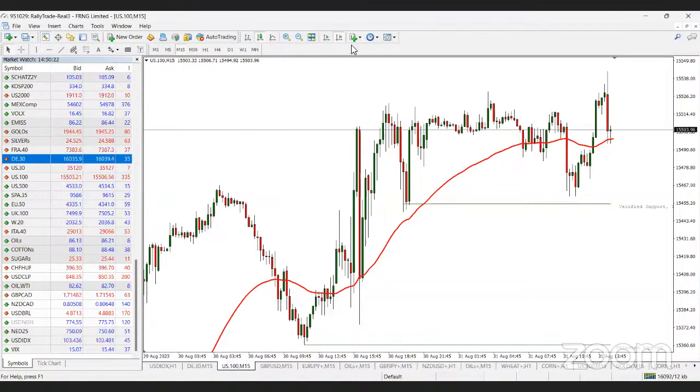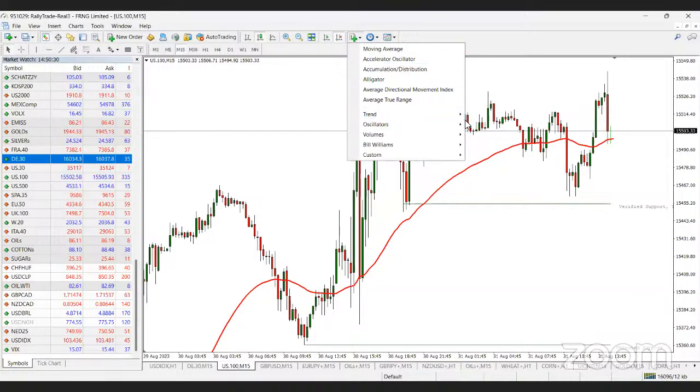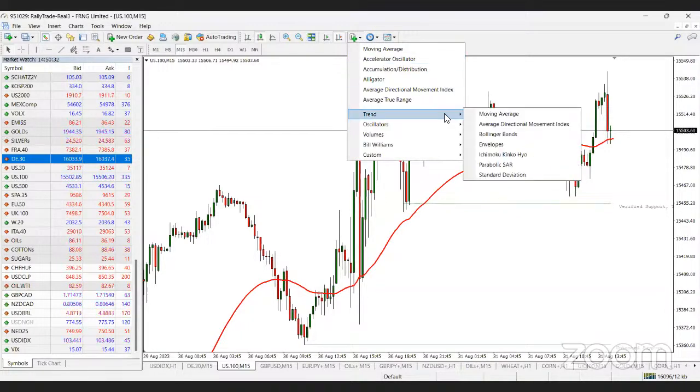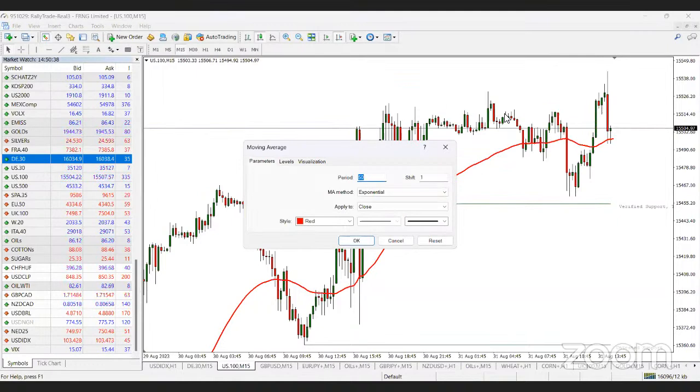If I want to apply my moving average, I come to the indicators list at the top here. I select indicators list and I can go to trend. Under trend, I can select moving average, and that's where these tables come up. The first question I'm asked there is what period? And the period I have there is 50, which is what I'll actually use. Now, what does period mean?